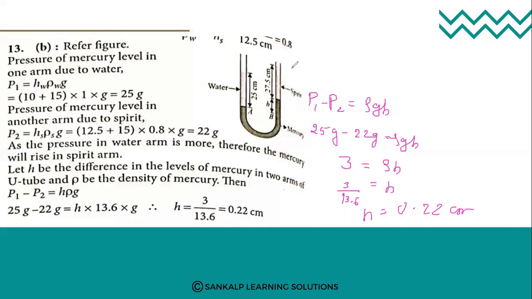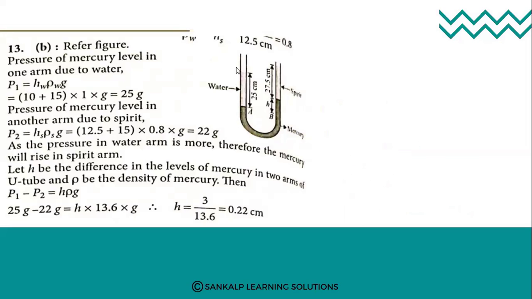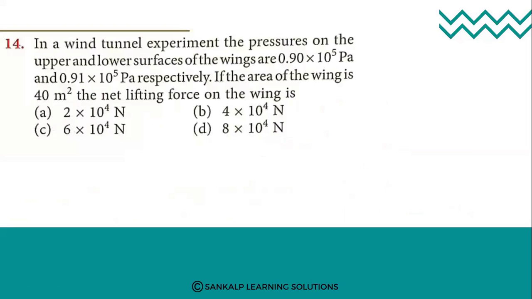Yes, completed students. Next, two more questions we will see. See the next question. In a wind tunnel experiment, the pressures on the upper and lower surface of the wing are 0.90 into 10 raised to 5 Pascal and 0.91 into 10 raised to 5 Pascal respectively. If the area of the wing is 40 meters square, the net lifting force on the wing is. We need to calculate the lifting force. Yes, copy down the data here.